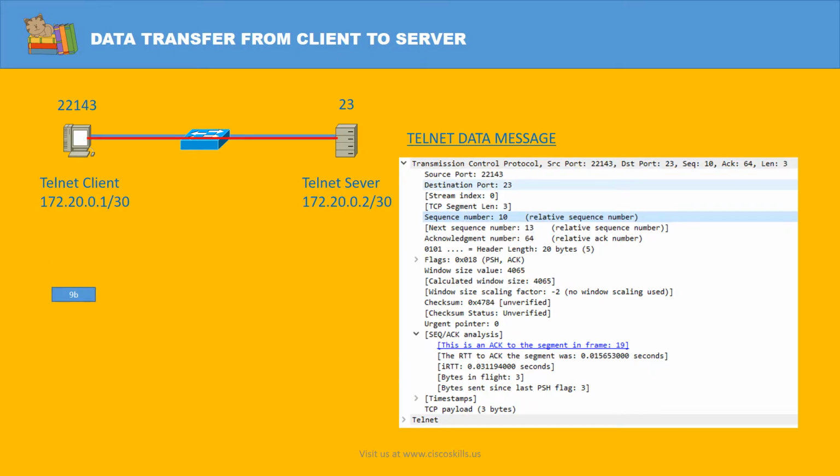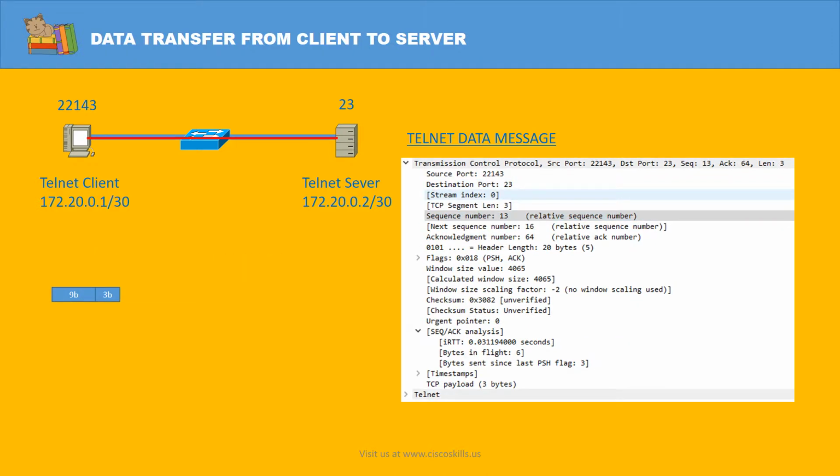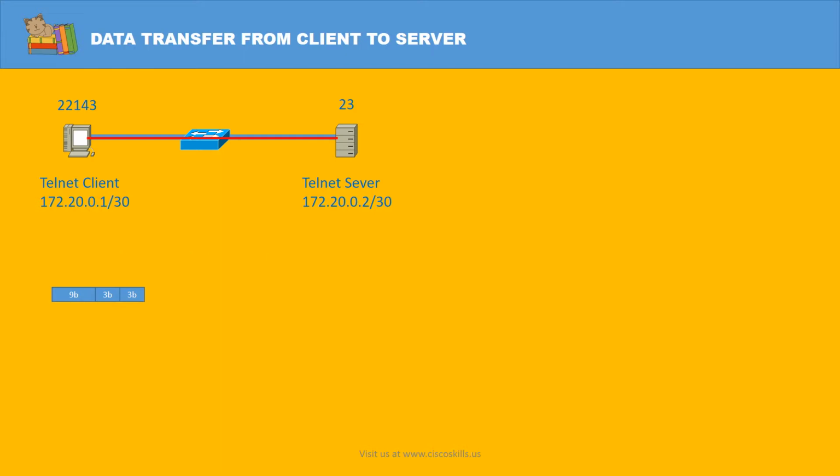Here is how the data is received at the server. This is the next message. Since it has the sequence number 10, it sent 3 bytes, so the next sequence number is 13. Here is how the data is received at the server. This is the next message. Since it has the sequence number 13, it sent 3 bytes, so the next sequence number is 16. You may also notice that the byte in flight is 6, which means it has not received the ACK message after sending 6 bytes. Here is how the data is received at the server.